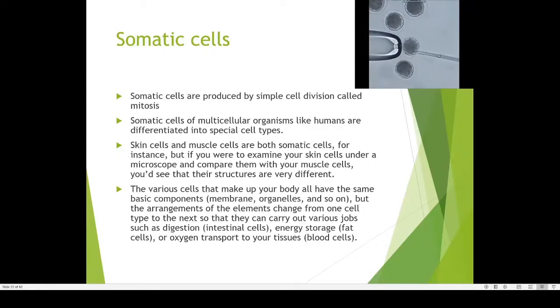The various cells that make up your body all have the same basic components, a membrane, an organelle, and so on. But the arrangements of the elements change from one cell type to the next. So they can carry out various jobs such as digestion for your intestinal cells, energy storage for your fat cells, or oxygen transport to your tissues, which is your blood cells. Yes, that's your blood's work, transporting of oxygen.